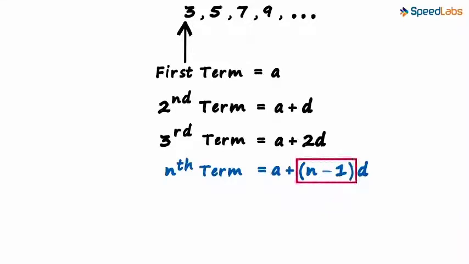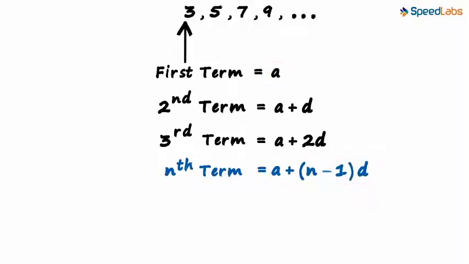Why n minus 1? Observe the pattern. Third term, 2D. Second term, 1D. So this is the formula we had seen earlier. First term plus (n minus 1) times D. It's just that we have written the first term as A.